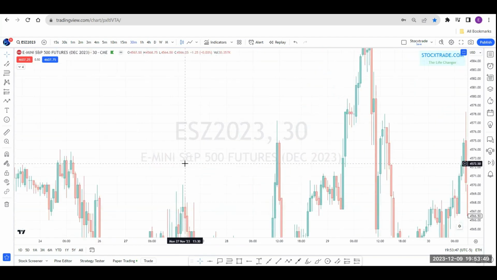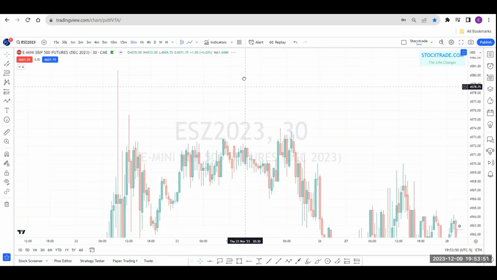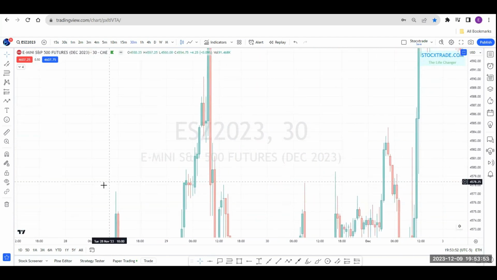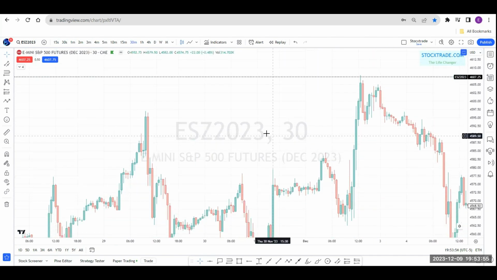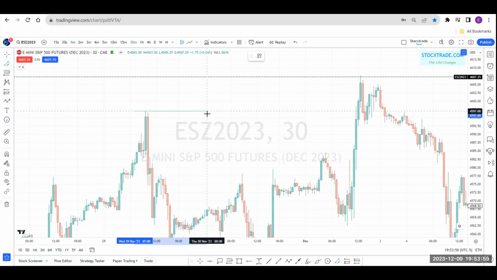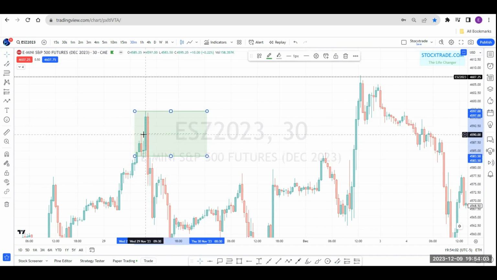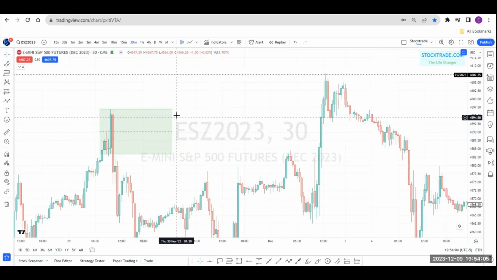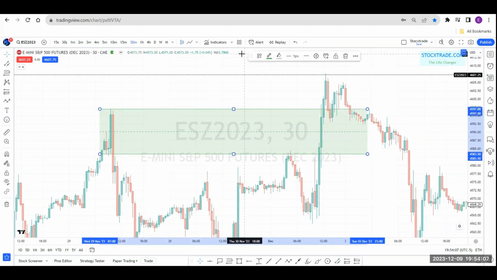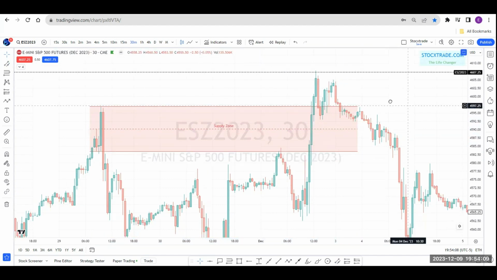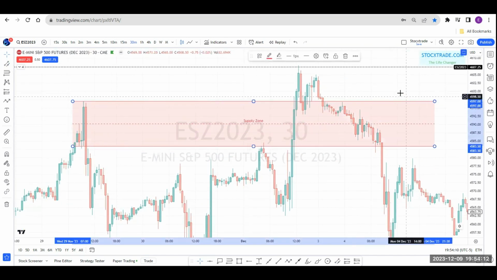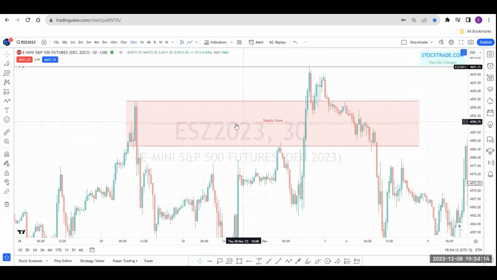What is your supply zone? If you see here, the last candle before the reversal, the last candle is the green one, not the red one. This is your supply zone. You can extend it further. Just remember, what is a supply zone? The last candle before the reversal.